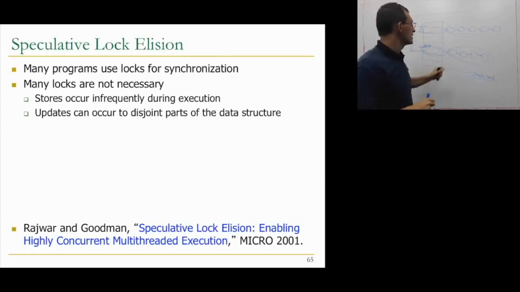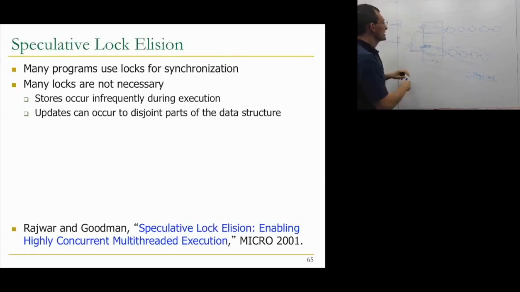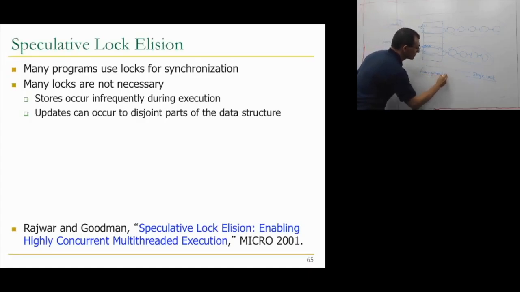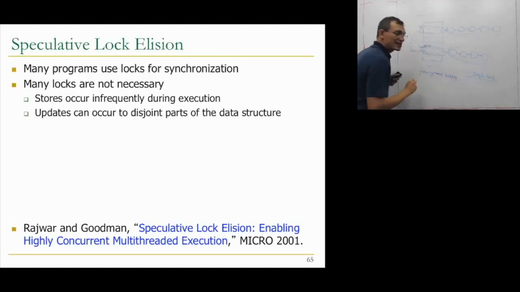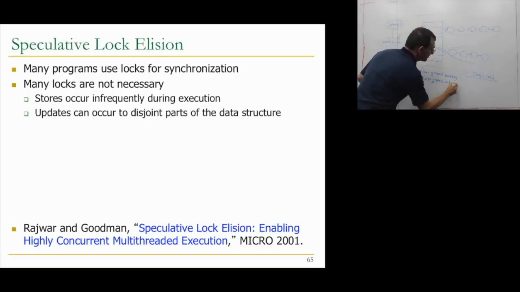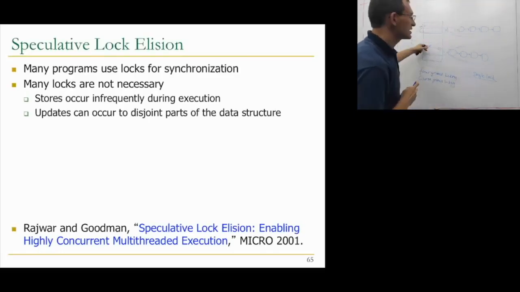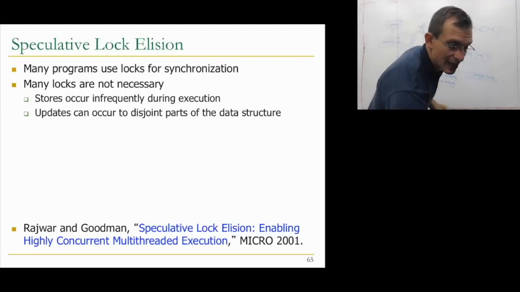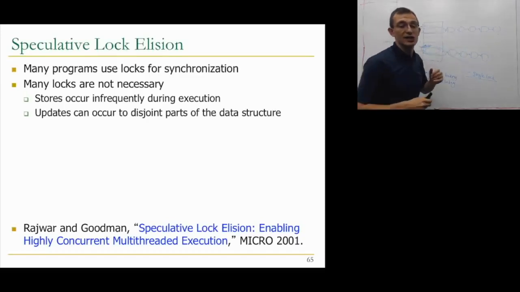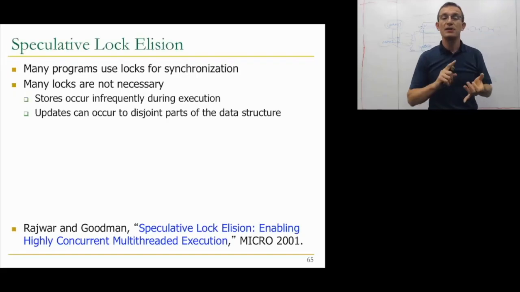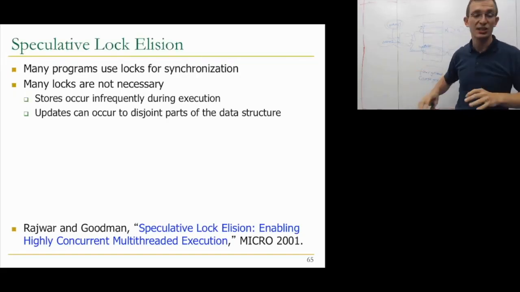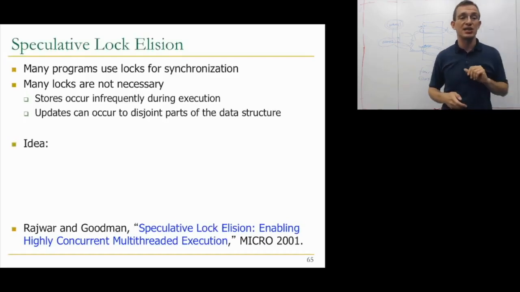So this is actually easy to eliminate, but many programmers program conservatively. It's harder to program with finer grain locking, right? Finer grain locking is more difficult to implement because of the finer grain, exactly. You need to manage more locks. Whereas coarse grain locking is easier to implement for the programmer, but that leads to dynamically unnecessary synchronization. That leads to updates occurring to disjoint parts of the data structure, even though those updates have nothing to do with each other, and that leads to serialization. So these are the two reasons: stores occurring infrequently during execution and updates occurring to disjoint parts of the data structure are the two reasons why many locks are unnecessary.